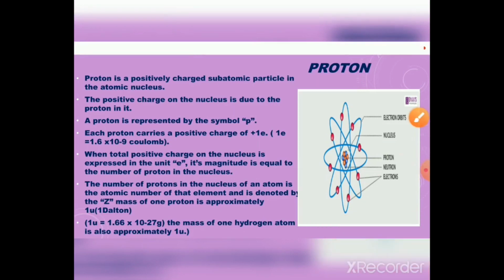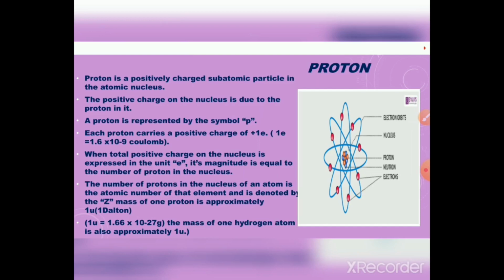Proton is a positively charged subatomic particle in the atomic nucleus. The positive charge on the nucleus is due to the protons in it. A proton is represented by the symbol small p. Each proton carries a positive charge, that is +1e, where 1e is equal to 1.6 × 10^-19 coulomb.